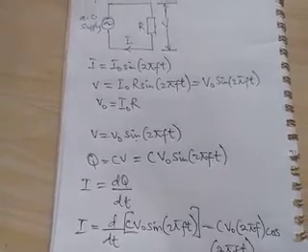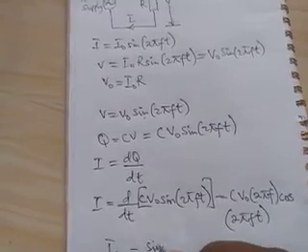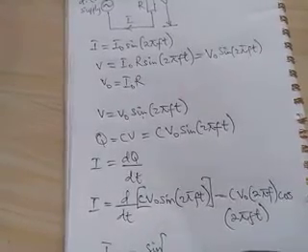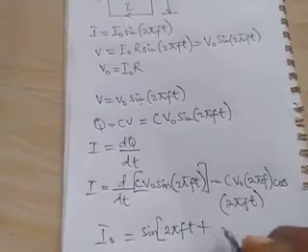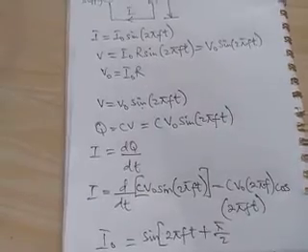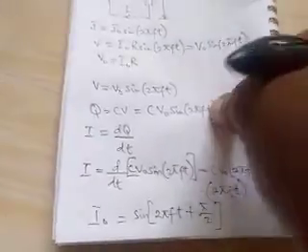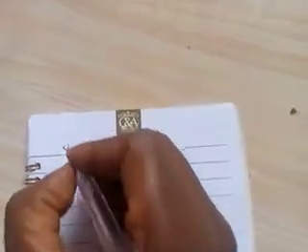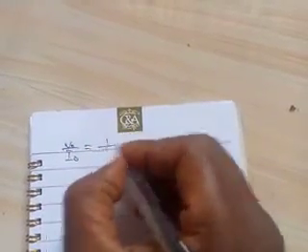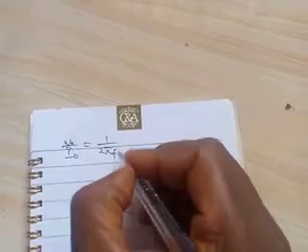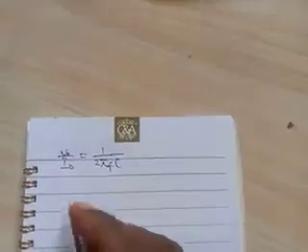So from that we can arrive that I is equal to I naught sine of 2 pi ft plus pi over 2. And because of that, we can arrive that V naught over I naught is equal to 1 over 2 pi fC. Now this is the peak current.